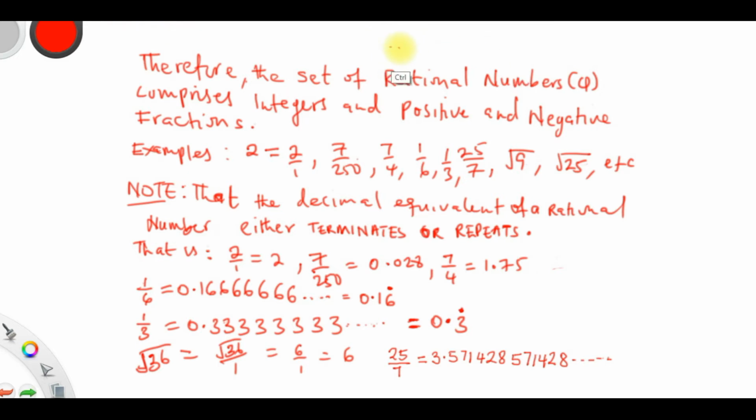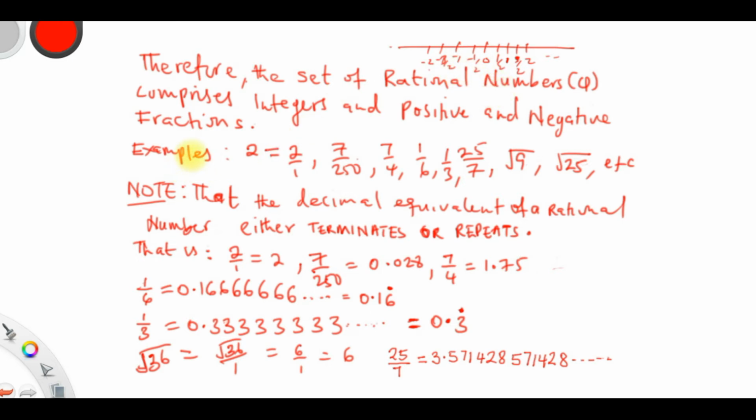If you draw a number line, we have the integers: 0, 1, 2 going to infinity, and negative 1, negative 2 going to infinity. We also have fractions here: negative 3 over 2, negative 1 over 2, positive 1 over 2, and positive 3 over 2. So the set of rational numbers is made up of the integers and positive and negative fractions.